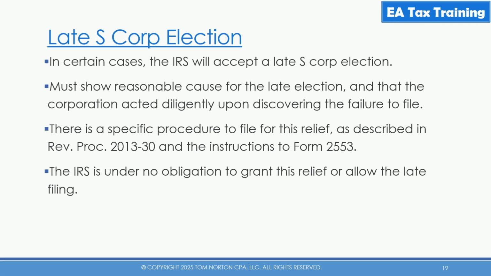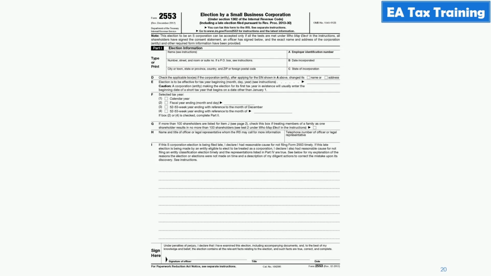So if you have a situation where you really did mean to file it, you just, for whatever reason, didn't get it done, then there is actually a procedure to follow in order to request this late election. That is laid out in Revenue Procedure 2013-30 and in the instructions to the Form 2553. And as we'll see here in a minute, there's actually a place on the 2553 to address this issue. But the IRS is under no obligation to grant this relief or to allow the late filing. That said, if you legitimately did have a good reason that it wasn't filed, they generally will allow the late election. So let's look at that 2553.